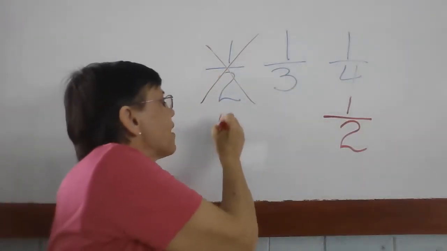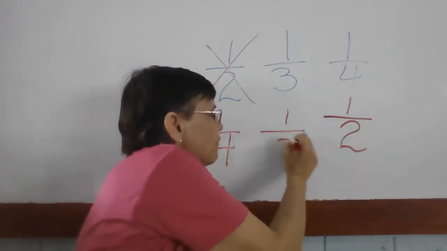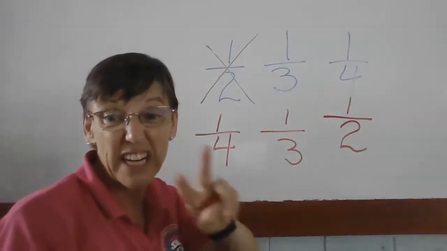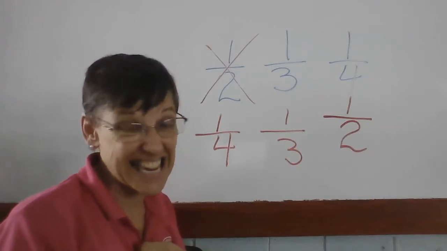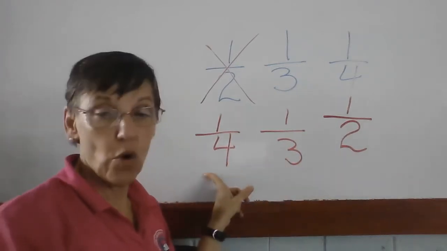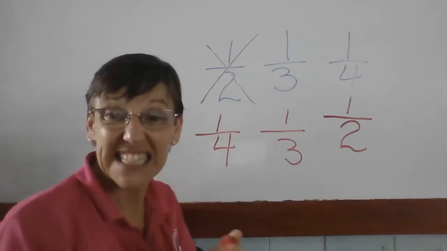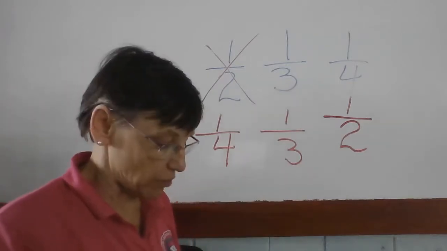So 1/4, 1/3. This is your biggest piece because you get to share it with one other person. Yummy, right? 1/4. 4 people eat, 3 people eat it, 2 people eat it. That's how fractions work. Backwards is what you think, right?